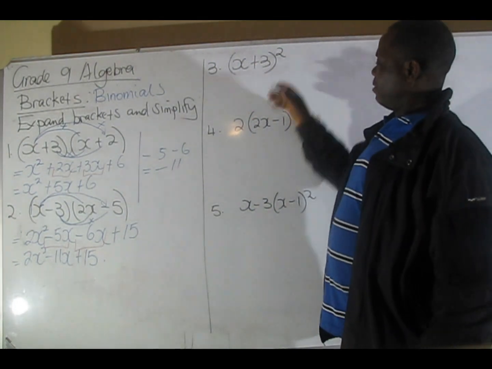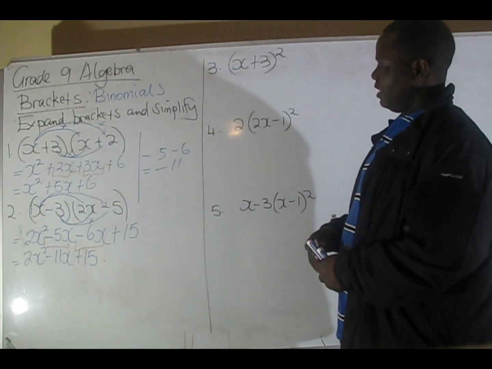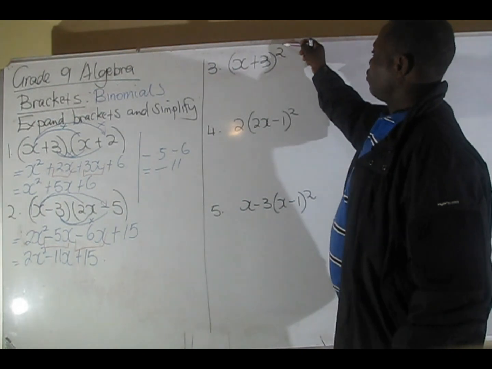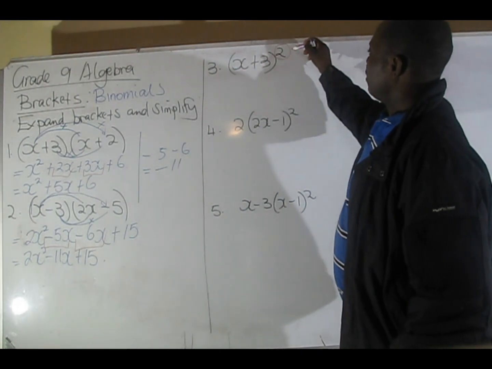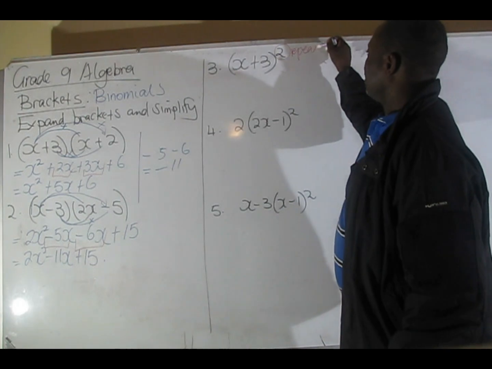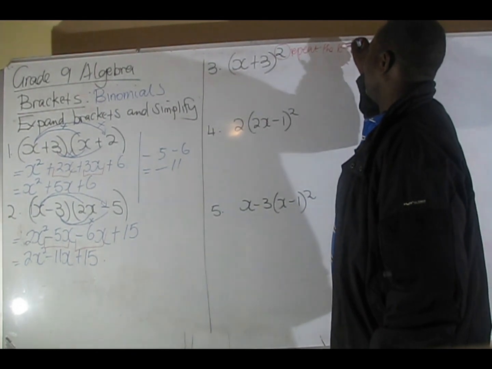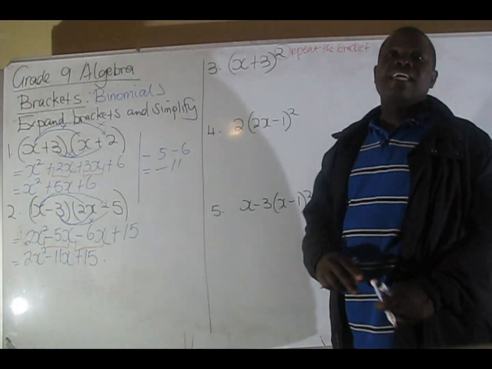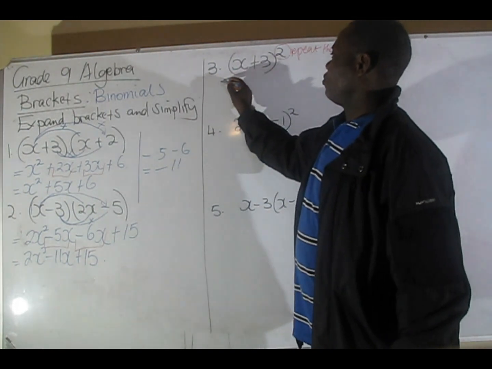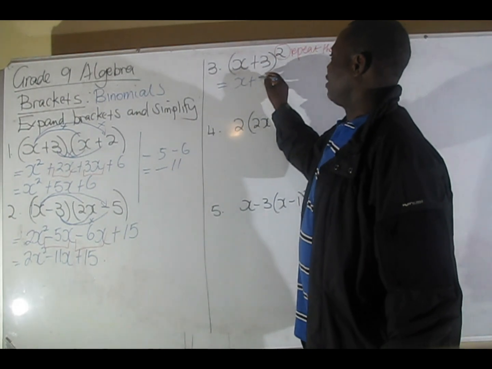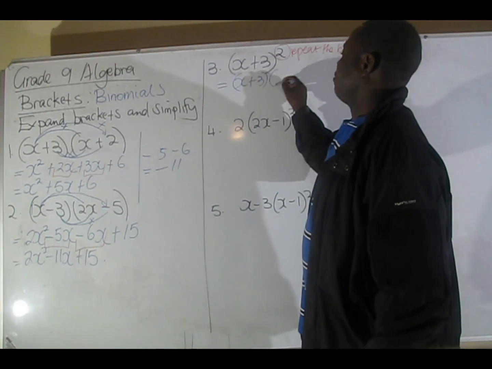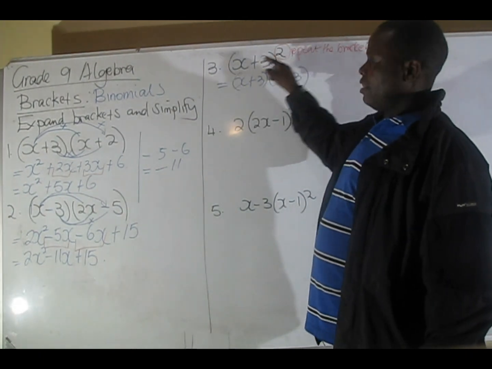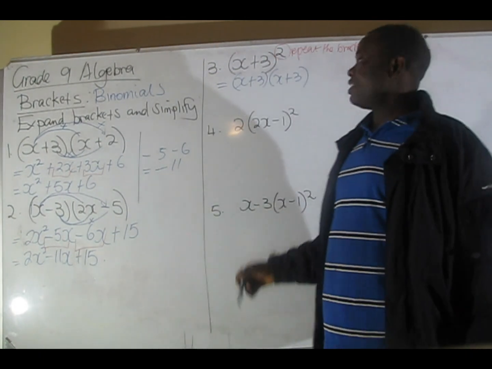Then here, very much important for us, they get a little bit more complicated as you go. If you see this exponent 2 here, that one means you must repeat the bracket. This exponent 2 means the bracket is multiplying itself 2 times. So writing down our answer, we're going to have x plus 3 in brackets and repeat the bracket x plus 3. That's the meaning of this square. Then you follow the same method of multiplication.